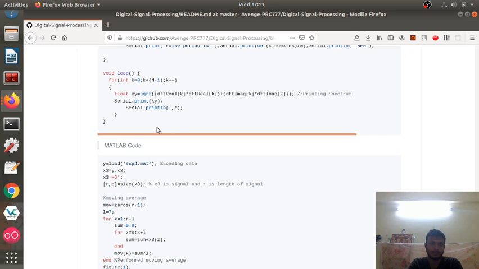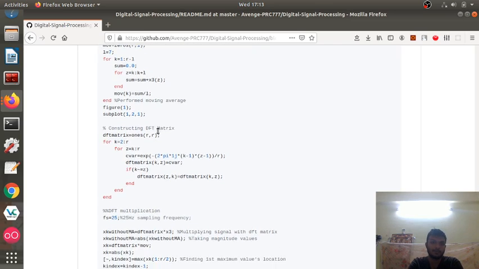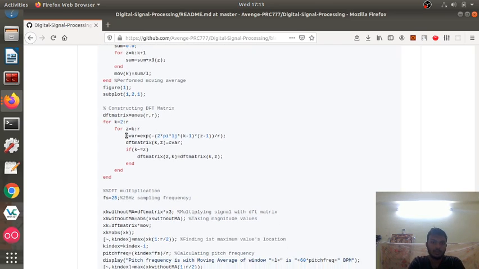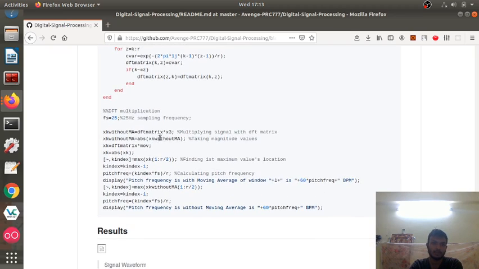Coming to the MATLAB code, which is very similar, the only difference is that in MATLAB we can have one single matrix, which we initialized as e power minus 2 pi j k z by r, where z takes the place of n and r takes the place of the length of the signal. Since MATLAB handles complex numbers very well, we don't need to separate cos and sine, and we can do the DFT matrix and signal multiplication to get the DFT.